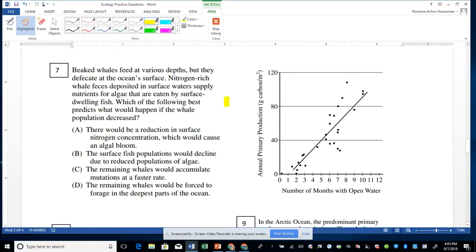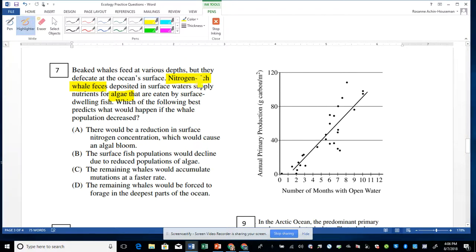Okay, number 7. Beaked whales feed at various depths, but they defecate, that means they poop, at the ocean's surface. Nitrogen-rich whale poop deposited at the surface supplies nutrients for algae that are eaten by surface-dwelling fish. So the algae are photosynthetic, but they use the nitrogen that's in the poop. They need some nitrogen. And then the algae are eaten by fish. Which of the following best predicts what would happen if the whale population decreased?